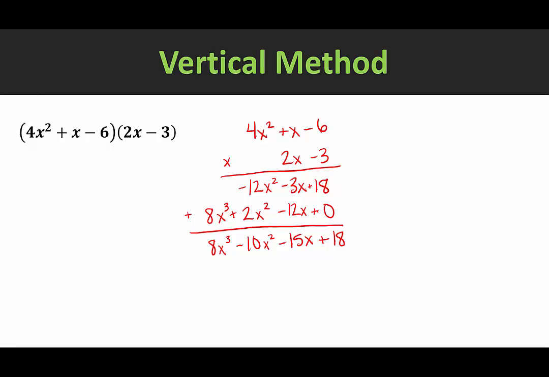So that's the vertical method and how it would apply to multiplying polynomials. Here's a key thing to remember when using the vertical method. Make sure your like terms line up. Naturally they should, but I would always double check that they do. Now you know how to multiply polynomials.